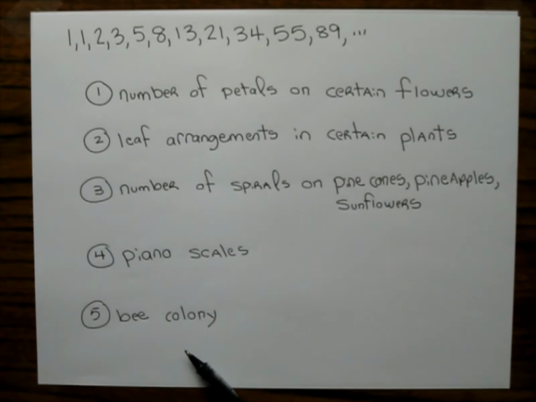Females are produced by a male and the queen, so a female will have two parents, and a male, which is produced by the queen's unfertilized eggs, will have only one parent, which is just the queen. So if you look at the genealogy of the male bee, it would look like this.